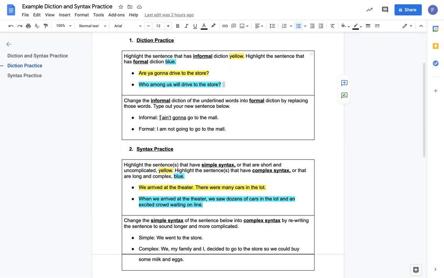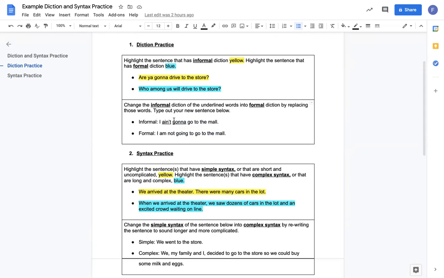The second example, I wanted you to play around with changing diction on your own this time. So you were taking a very informal sounding sentence and trying to change the underlined words to make it sound formal. So your original version was, I ain't gonna go to the mall. Ain't and gonna were both underlined. So you're looking for a way to change those and again, make this sound more formal. My example is, I am not going to go to the mall. That sounds a little bit more formal than the first version. So those are all examples of diction. Again, it's the choice of words that the author is deciding to use.